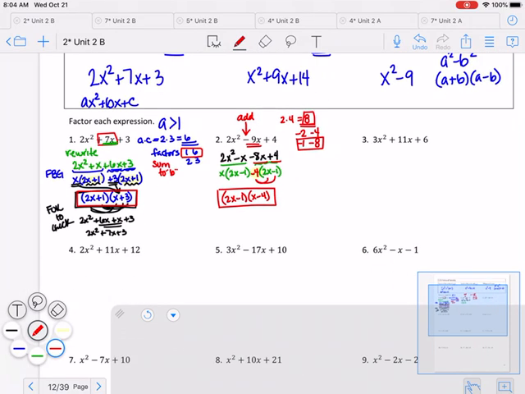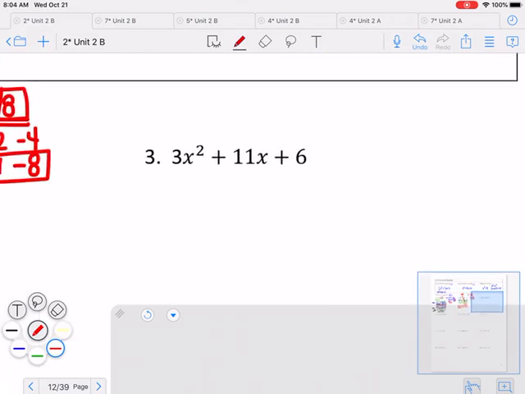So I want you to pause and do examples 3 and 4. And then unpause to check your work so that you can practice this.